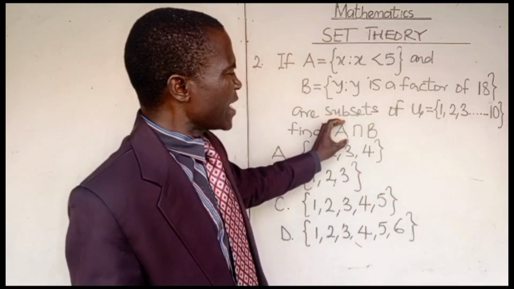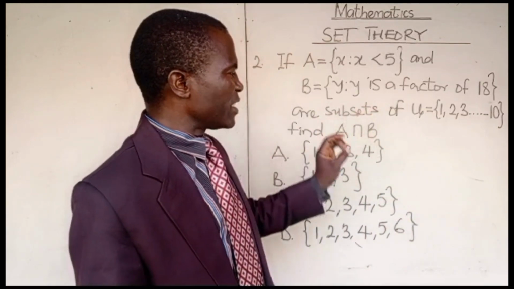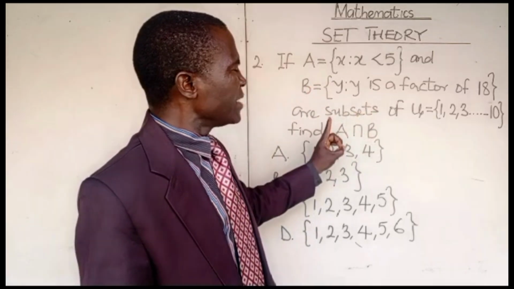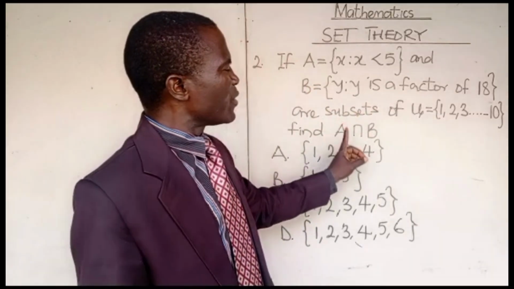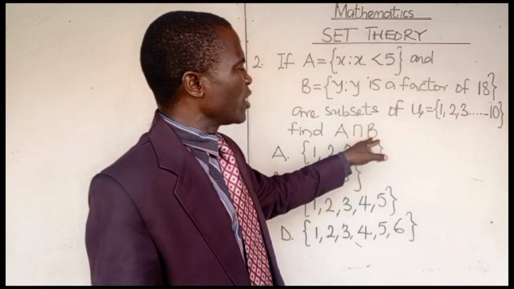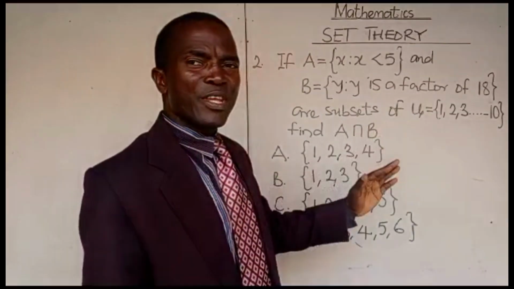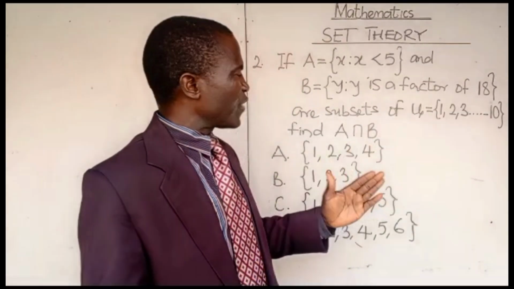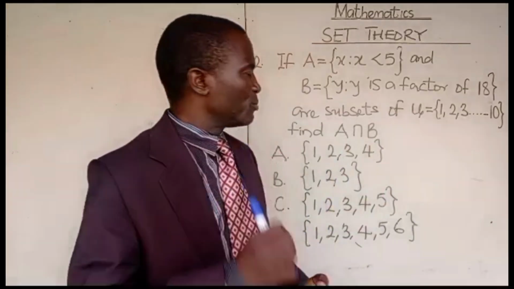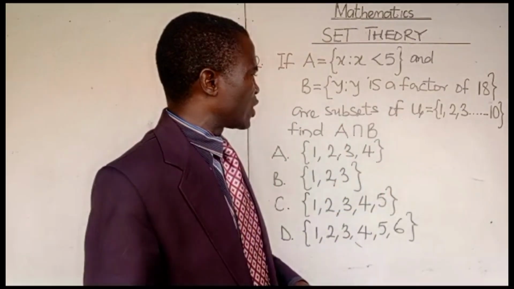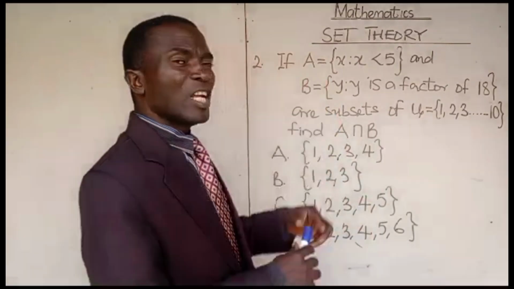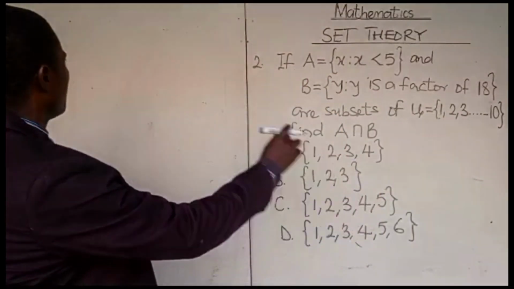The meaning of A intersection B is the elements or set of elements in A that can also be found among the set of elements in B. So those sets of elements, we are going to bring them as the answer, and that is the answer we are looking for. Now let us quickly look at how we are going to solve the problem.